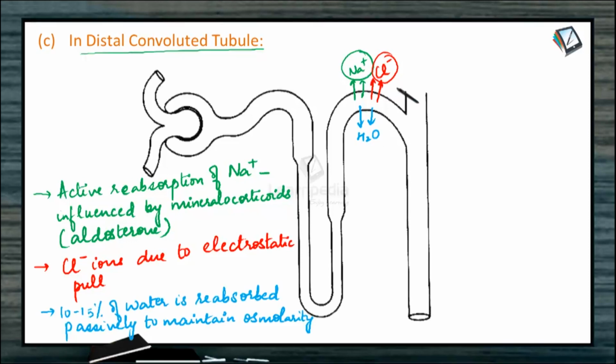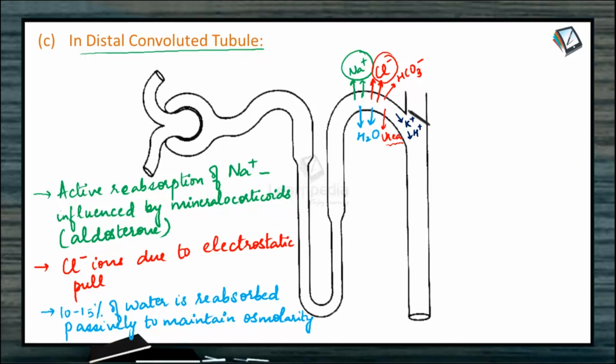Along with these ions, some amount of bicarbonate ions are reabsorbed by the intercalated cells of the distal convoluted tubule. Some amount of urea is also reabsorbed both by the intercalated cells and the principal cells of the distal convoluted tubule. And the substances which are secreted into the urine are potassium ions and hydrogen ions.